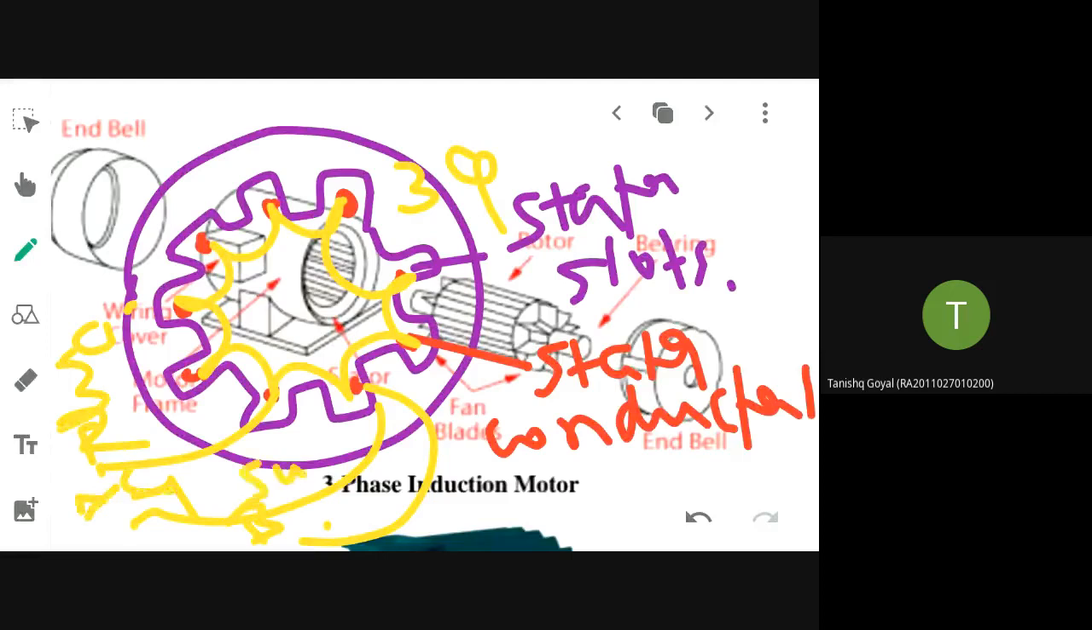So this is all about what part? Stator or rotor? Rotor, ma'am. Sorry, stator. Ma'am, which one? This one. The diagram. This one. Yes, ma'am. Stator it is. Okay, so what will be the constructional details of stator?